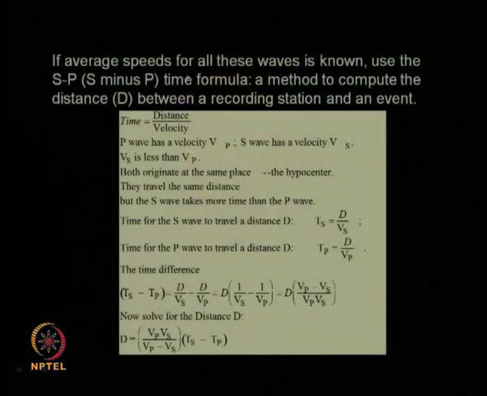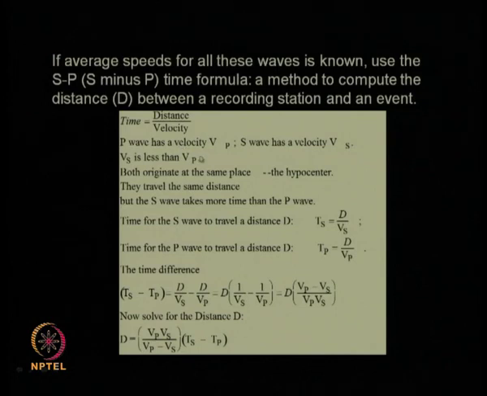Next, how to calculate the distance from that seismograph station to a possible epicenter. If the average speed for all these waves is known, then use this formula of S minus P, that is arrival time of shear wave minus arrival time of P wave, the time formula method. This is a method to compute the distance between a recording station and the event where the earthquake has occurred. So, the time is nothing but distance by velocity, as we all know.